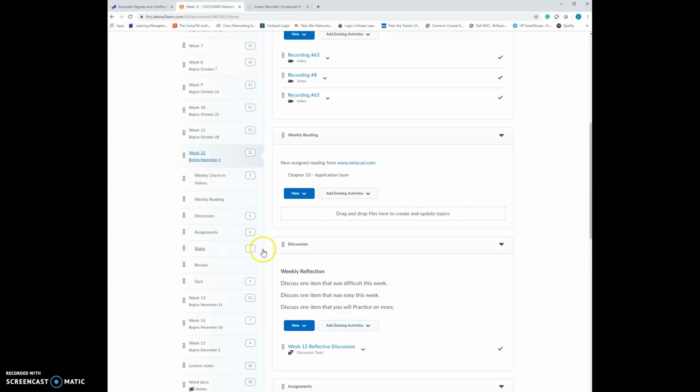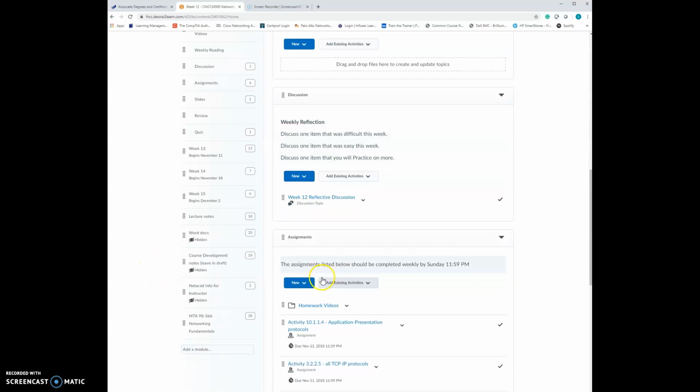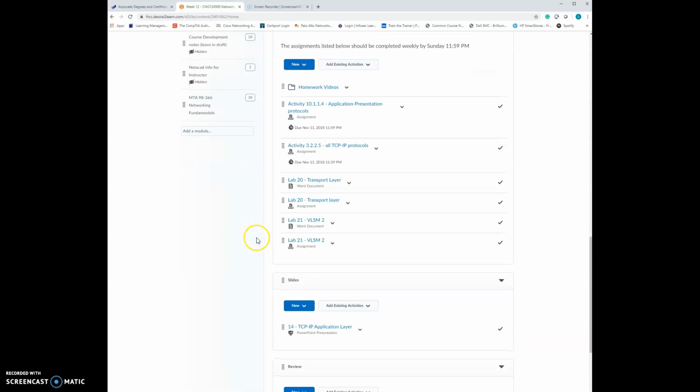I did have a couple of emails about last week's Lab 19. Make sure you are going back and looking at Lab 15 as a start point for the lab assignments that have us doing Packet Tracer and now VLSM. It's going to be extremely important that you understand this because the final will be based around knowing this.